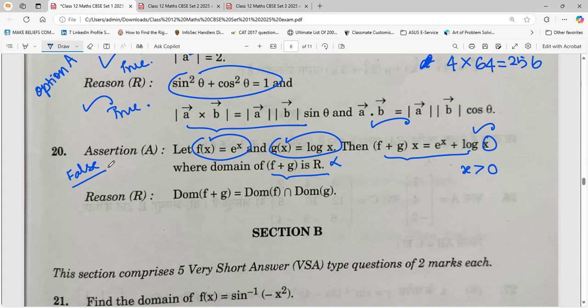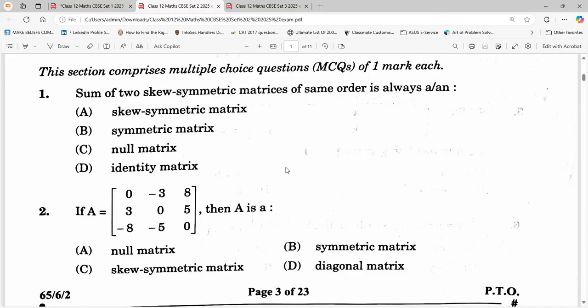So automatically there's only one choice left, with the assertion being false and the reason being true. The reason is actually true. Domain of f plus g is the domain of f intersection the domain of g, the common region between f and g. That's correct. So we have completed the MCQ for set 1. There are so many questions that get repeated in set 2 and set 3. We'll skip those and do the questions which are unique to those particular sets.